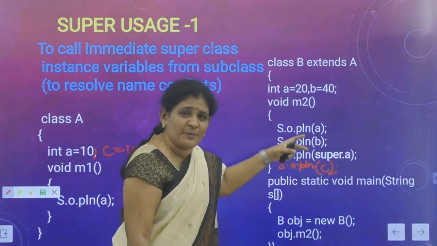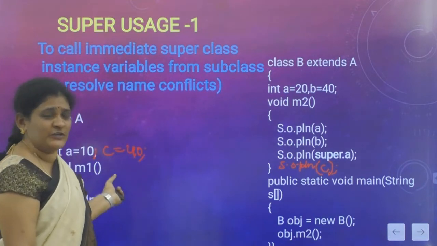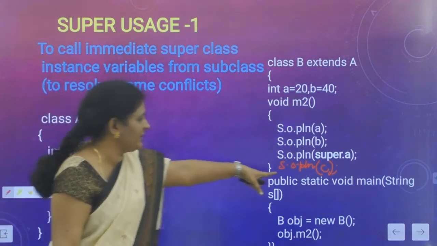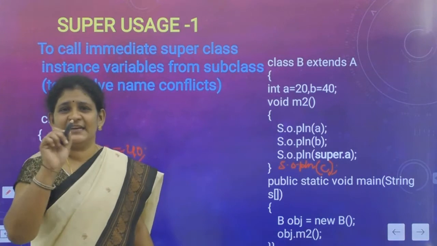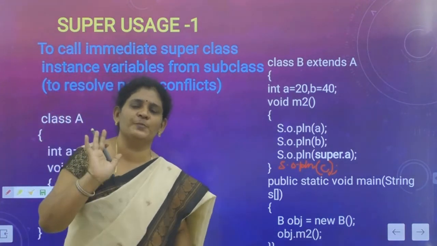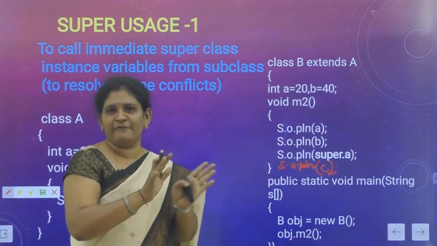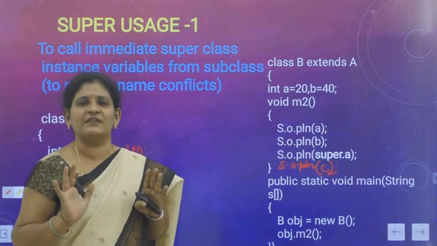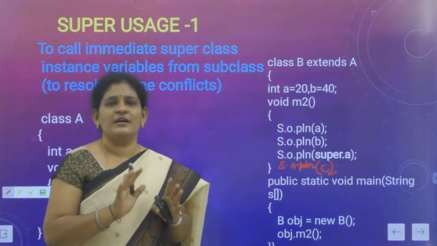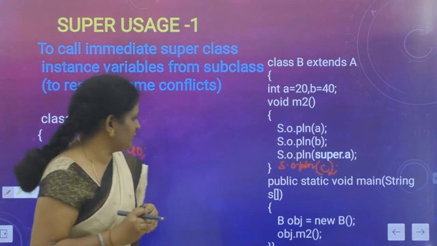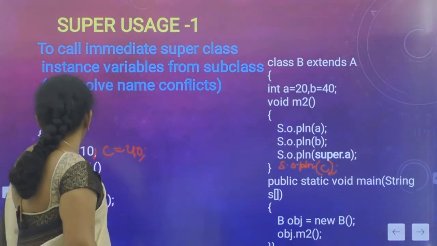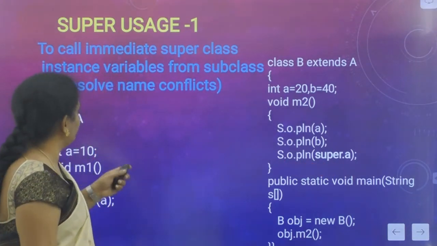So it automatically refers to the superclass. In the superclass I am having the C variable, so I can directly use it. If there is any name conflict, then only go for using the super keyword. Apart from that, no need of using any super keyword to access immediate superclass instance variables. Okay, students? Fine. So now coming to the next usage of the super keyword.